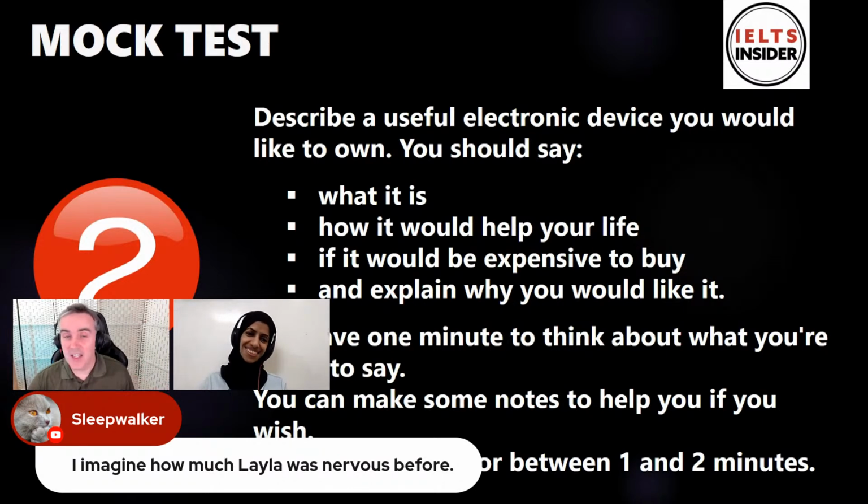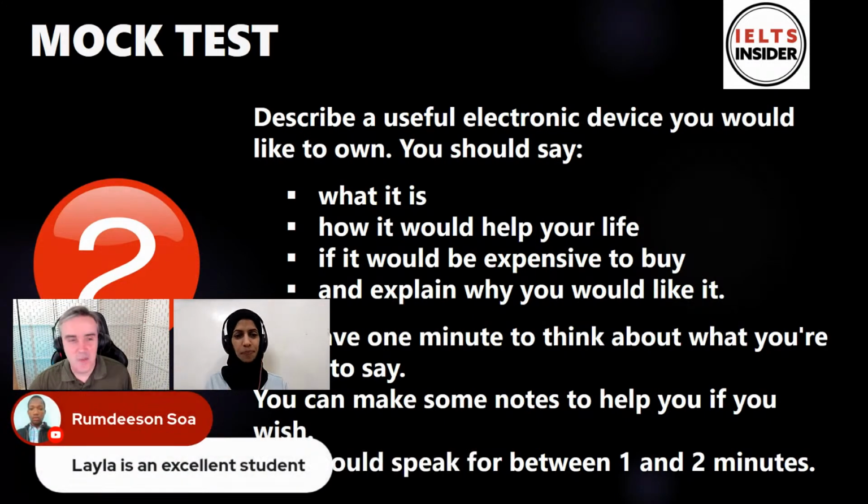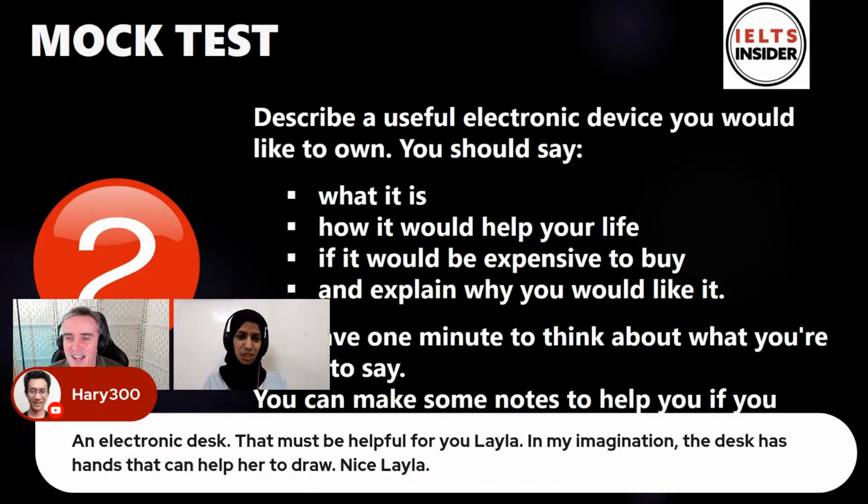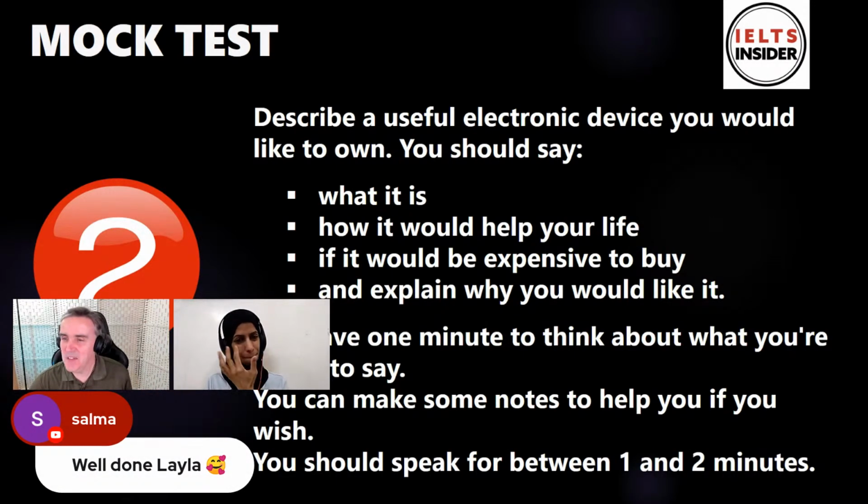Yeah, I think Layla's hiding her nerves very well. She's done very well. And who have we got here? Rumdi San is saying Layla is an excellent student. I agree. Thank you. And Harry's asking, in his imagination the desk has hands that can help you draw. No, just a hand to hold the picture. But it's not going to draw for you. No. Salma is saying well done.